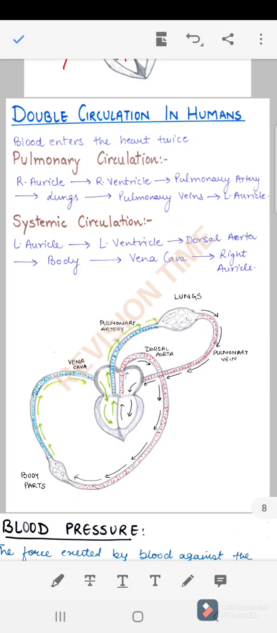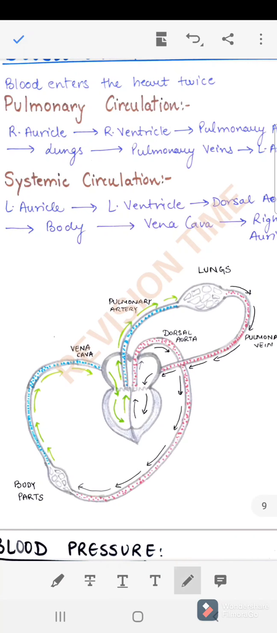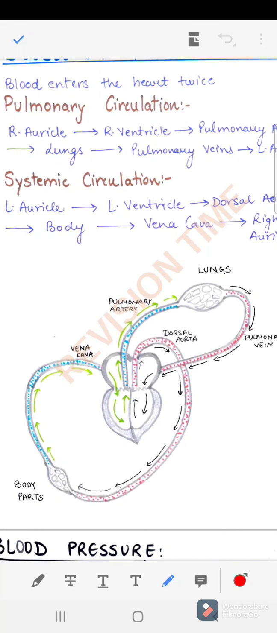So how is this double circulation taking place in the humans? As we can see in the diagram, the deoxygenated blood enters the heart through vena cava in the right auricle, goes to the right ventricle, and through the pulmonary artery it goes to the lungs where the gaseous exchange takes place, and the oxygenated blood now from the lungs comes back to the heart through the pulmonary vein.